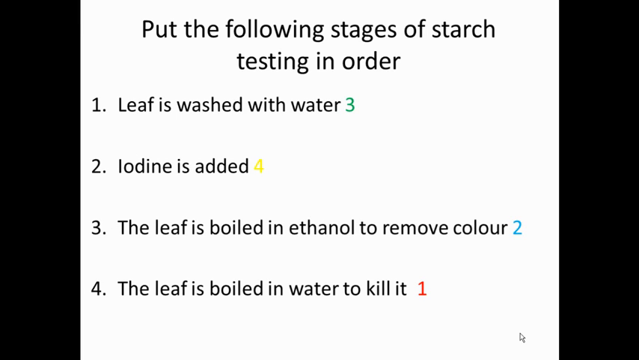Okay, let's see how we did. So you should have had the leaf is boiled in water to kill it. So number 4 is the first one. Then the leaf is boiled in ethanol to remove the colour. Okay, so number 3 was the second one. So far you should have had the order of 4, 3. Then the leaf is washed with water to get rid of that excess ethanol. So 1, so 4, 3, 1. And then finally the iodine is added. So you should have had the order of 4, 3, 1, 2. Okay. Fantastic if you got that right. Well done.